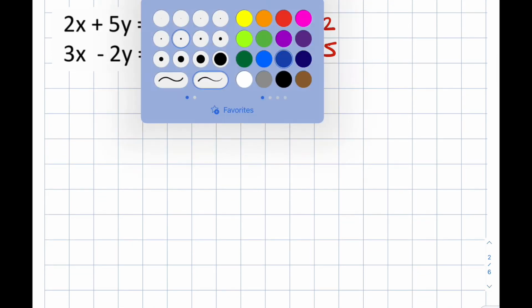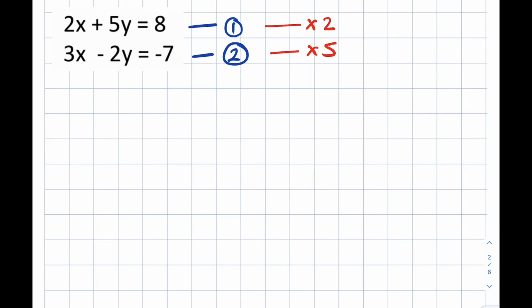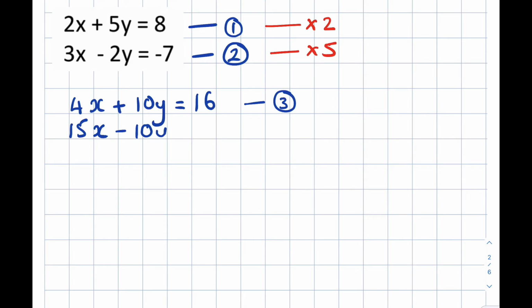So the first equation, multiply that by 2. So 2x times 2 will give 4x, plus 5y times 2 will give 10y, 8 times 2 will give 16. I can label this as equation number 3. Now, looking at equation number 2, I'm going to multiply all of that by 5. So 3 times 5 is 15x. Negative 2y times 5 is a negative 10y. And negative 7 times 5 is a negative 35. And we can label this as equation number 4.